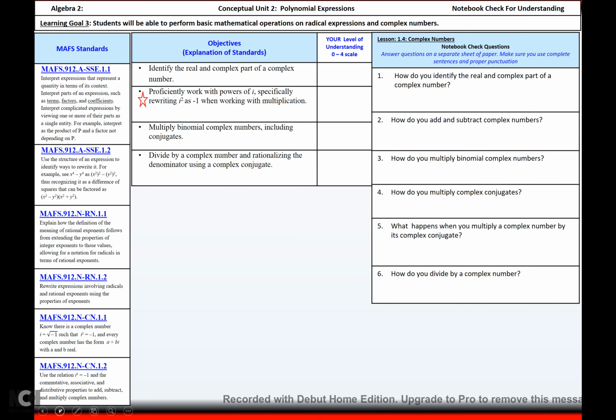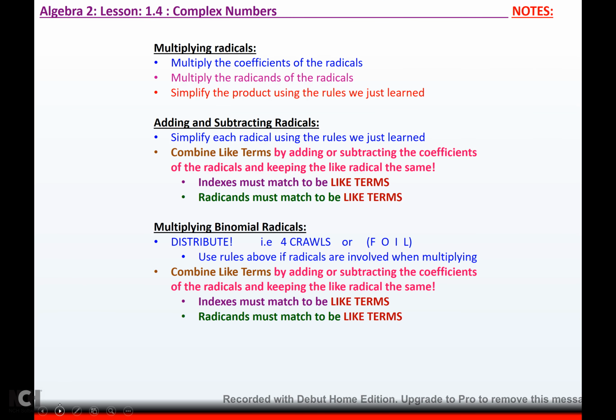Okay, so proficiently work with powers of i. That's what we were doing. Alright, so when you multiply radicals, you multiply the coefficients of the radicals and multiply the radicands, and then simplify. Adding and subtracting, you have to have matching radicals in order to add and subtract. In other words, the indexes must match and the radicands must match. If they don't, you can't combine them. And then multiplying binomial radicals, still you just distribute and combine like terms.